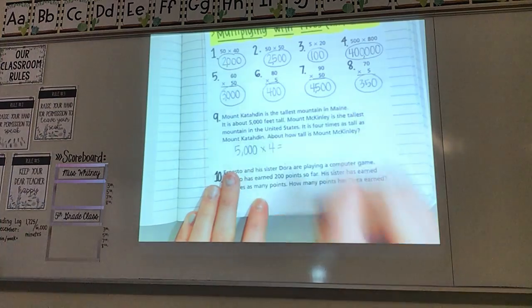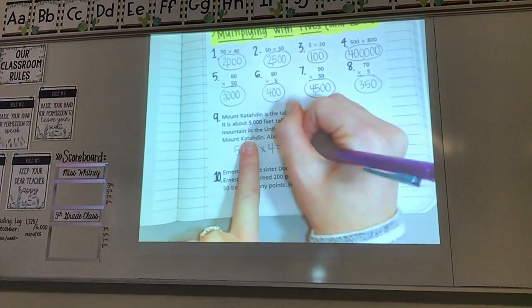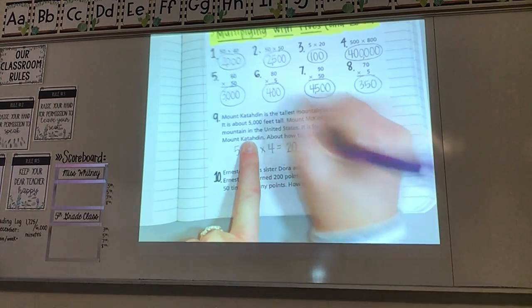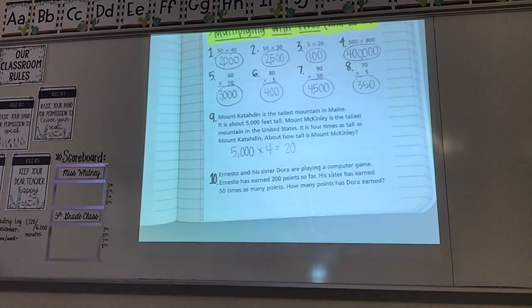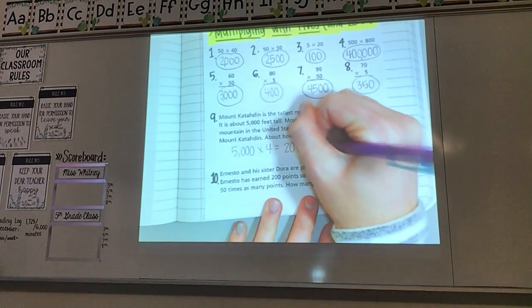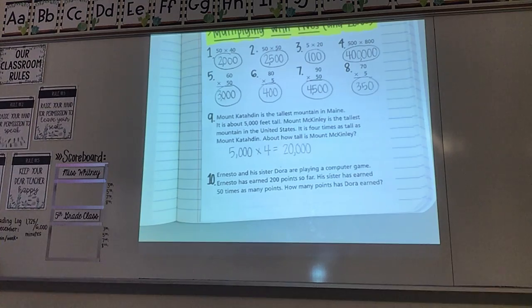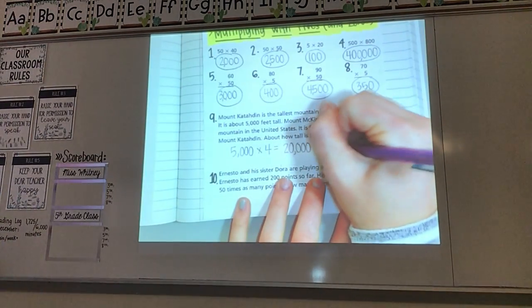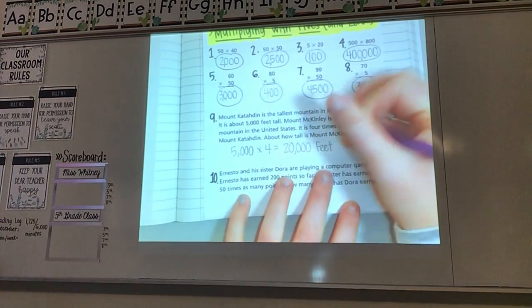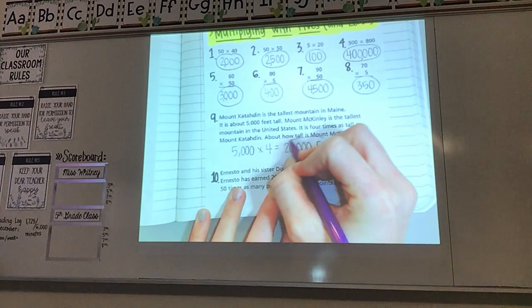Using that zeros trick will help me. Cover all those up. I just have 5 times 4. I know that's 20, so I'll write down 20. And then how many more zeros do I need to add? 3 more because I had covered up 3 there. So 20,000. And I need one more thing since I'm doing a word problem. Feet tall. Mount McKinley would be 20,000 feet tall. That is a very tall mountain.